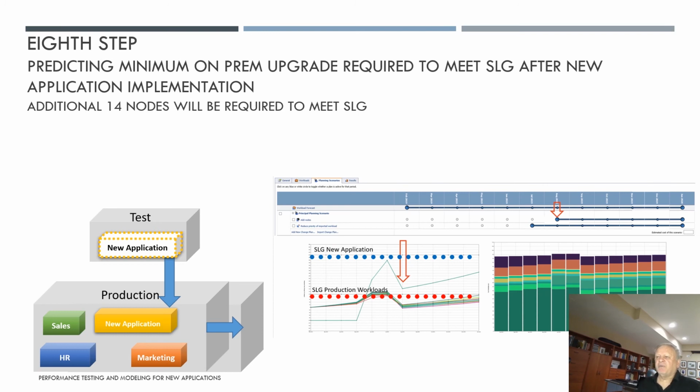So the eighth step is predicting the minimum on-prem upgrade required if you implement new applications on-prem. Of course, it will increase contention for resources and will affect response time for existing and new applications. And the question is, how much additional resources will be required? According to our model, in order to provide satisfactory performance, to be sure that response time will be below service level goals, at least 40 nodes will be required in the middle of next year. 40 nodes, it's pretty expensive.